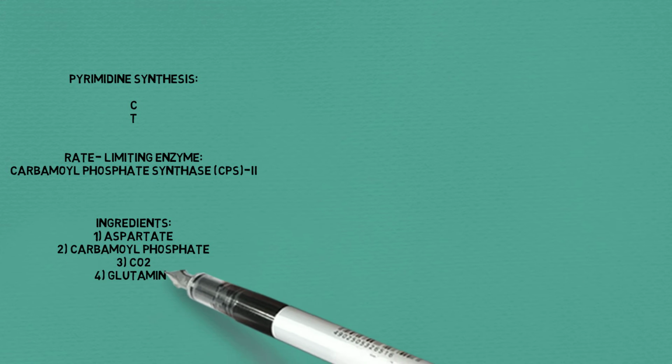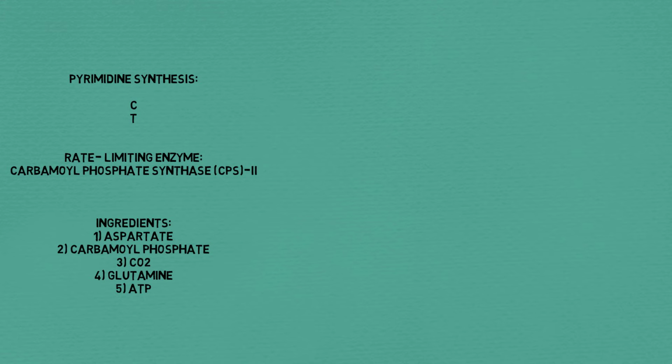In pyrimidine synthesis, the synthesis of C and T, the rate-limiting enzyme is carbamoyl phosphate synthetase, abbreviated CPS2. Remember, it is the number 2. And the ingredients or substrates necessary for this reaction are aspartate, carbamoyl phosphate, CO2 (carbon dioxide), glutamine, and ATP.